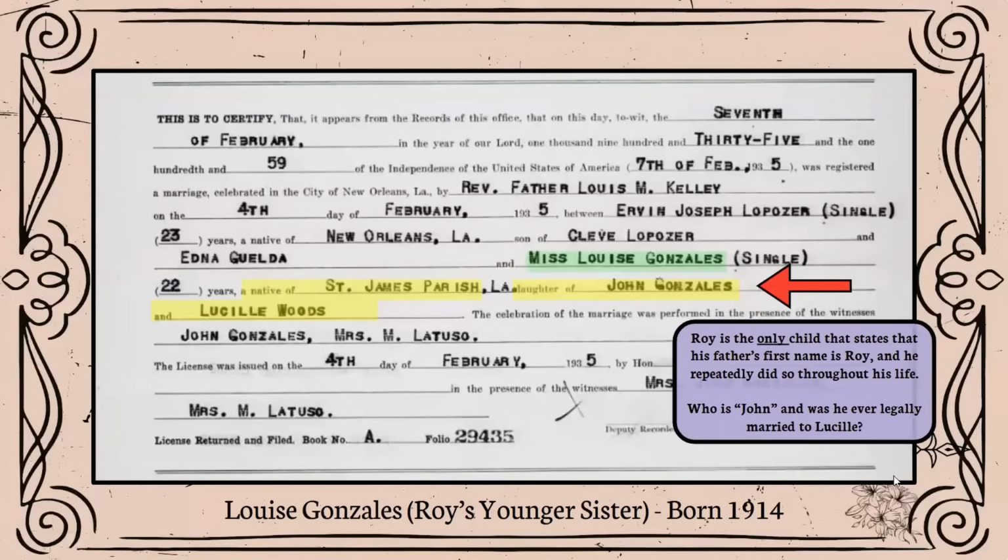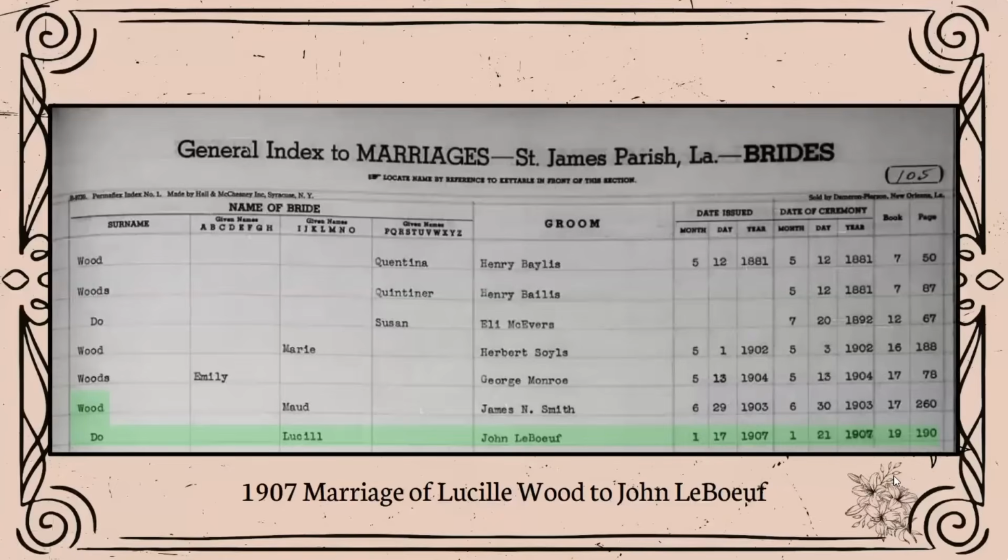Was he ever legally married to Lucille? The only marriage record I've been able to find for her, other than her marriage to Frank, was to this man named John LaBeouf. There is no John Gonzalez, or at least not one that I can find. So this would have been taking place in 1907 in St. James Parish. So I have a lot of questions.